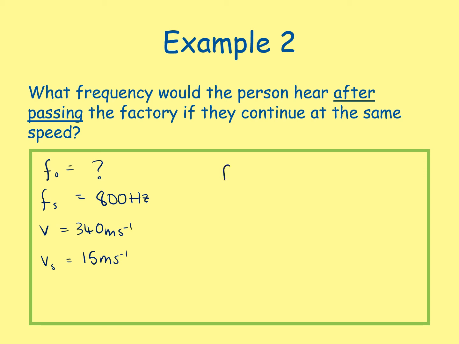This time the equation we want to use is Fo equals Fs V over V plus Vs. As we're going away, we want to add because we're moving away from the source. So adding in these numbers, we've got 800, 340, 340 plus 15. And popping that through a calculator, we get 766 Hz.